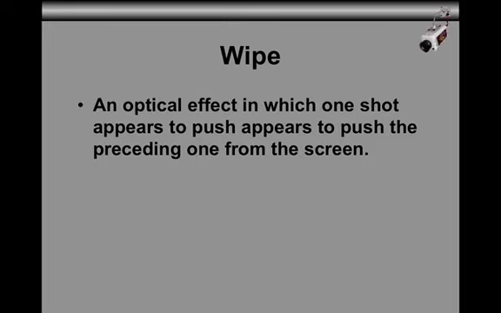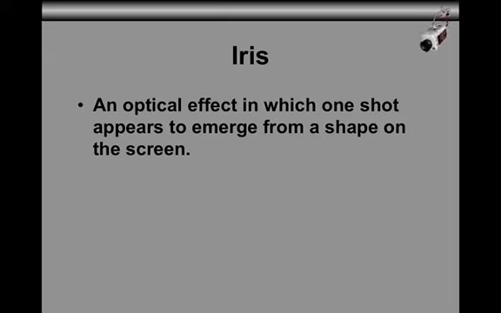and an iris, similarly, is an optical effect where one shot appears to emerge from another shape on the screen. Both of these are kind of gimmicky optical effects that tend to come built in with editing software these days. However, they have been used to good effect in some of the great classics. George Lucas is quite a fan of these.